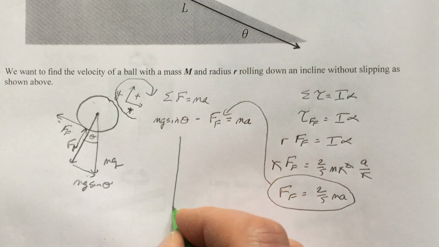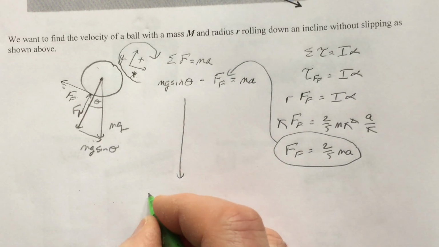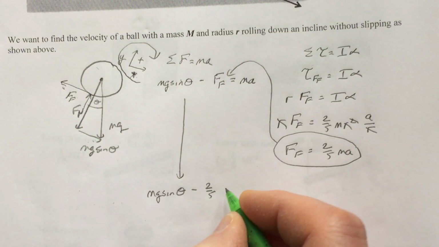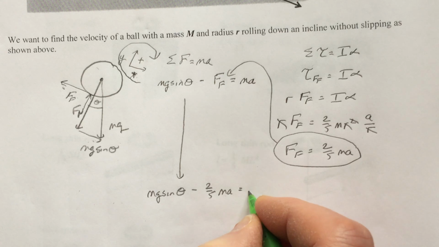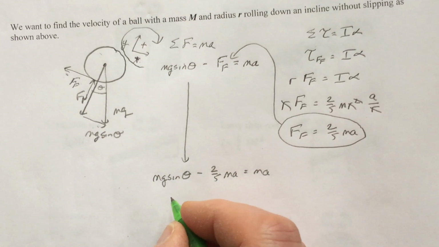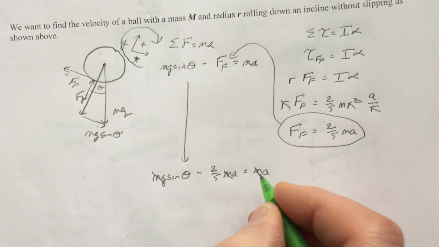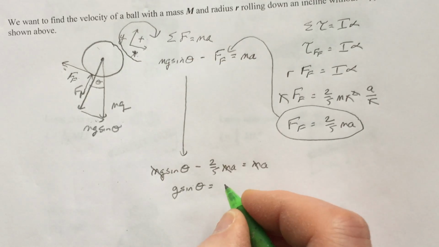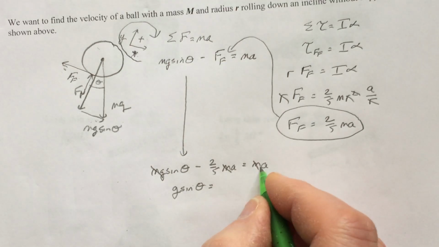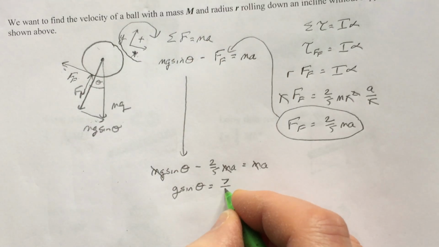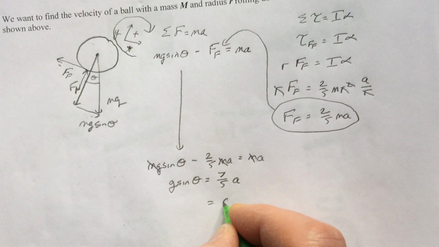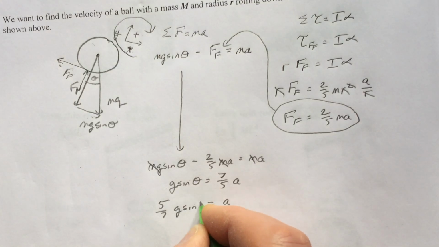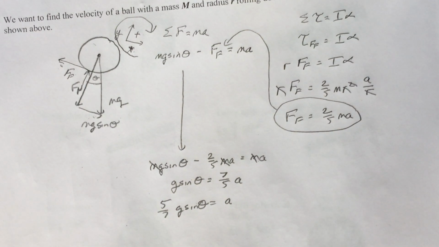mg sine theta minus 2/5 ma equals ma. Bring this over. Well, first, masses all drop out. That becomes g sine theta is equal to 7/5 a, or my acceleration turns out to be 5/7 g sine theta. But we want to find the speed at the bottom.